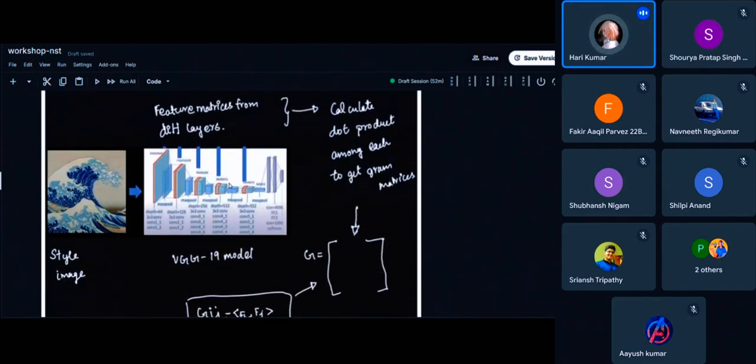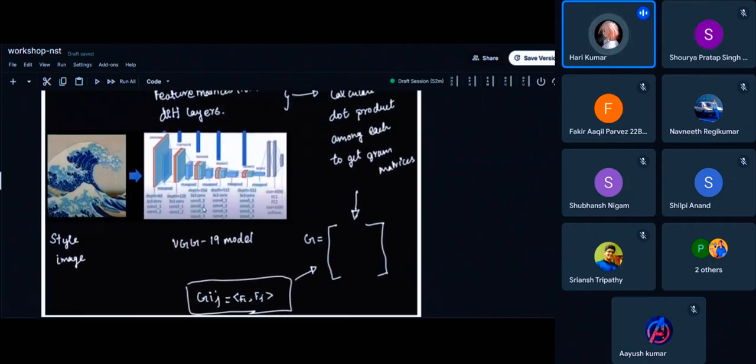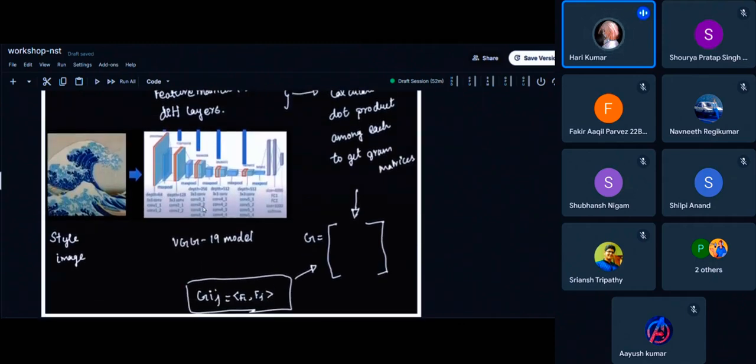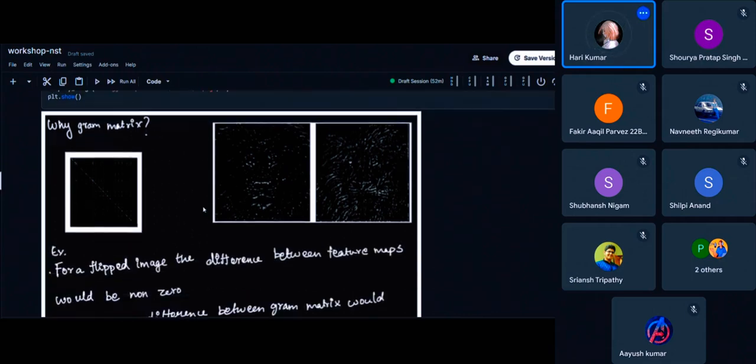And then for the style representation, we get the style image and collect the feature matrices from different layers. And then we construct what is called a gram matrix. The gram matrix is basically calculated by the dot product of different feature matrices across different layers. And why do we choose a gram matrix instead of just a feature matrix like before?